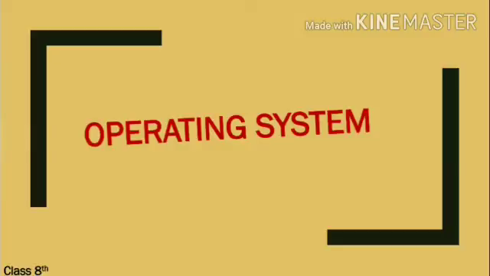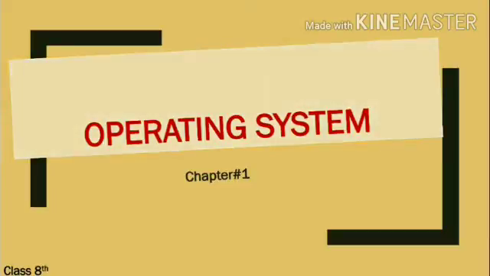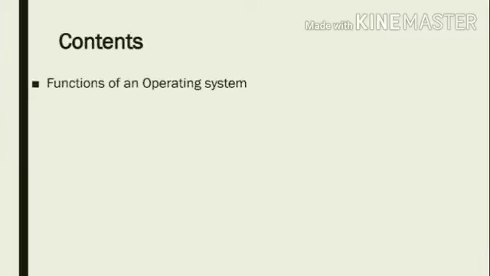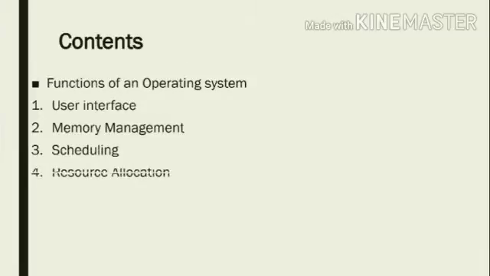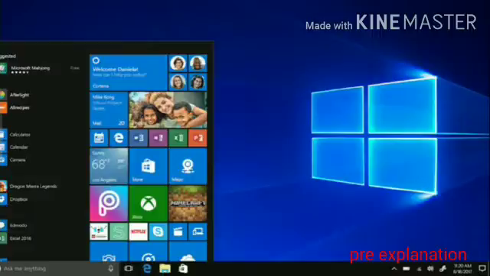Means what can an operating system do, what are the features of an operating system, and how does it do it. So let's start with the content list of today's lecture. Today's lecture content list is on your screen. Functions of an operating system: number 1, user interface; number 2, memory management; number 3, scheduling; number 4, resource allocation; number 5, file management.